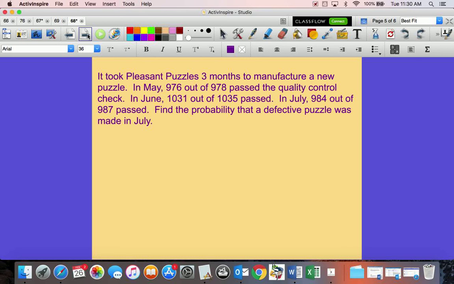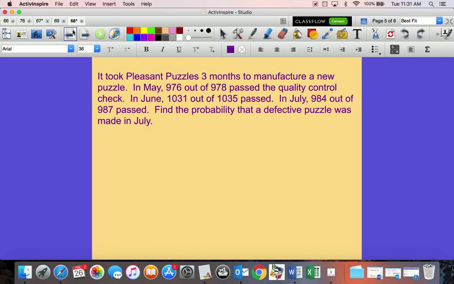It took Pleasant Puzzles 3 months to manufacture a new puzzle. In May, 976 out of 978 passed the quality control check. In June, 1031 out of 1035 passed. And in July, 984 out of 987 passed. Find the probability that a defective puzzle was made in July. All right, the hardest part about this is actually figuring out what they're asking for. Find the probability that a defective puzzle was made in July.